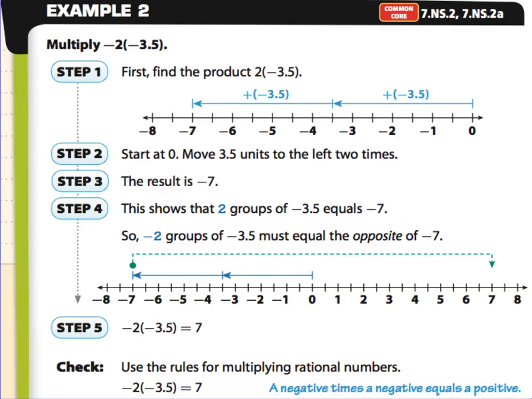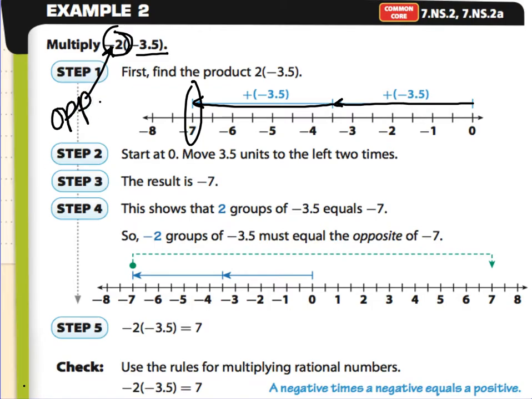Okay, so now we're going to look at what happens when we do a negative times a negative. So the idea is the same. So now, how many times? Twice. How far? Negative 3.5. So at first, I'm just going to do it like the 2 isn't negative. So I'm going to go 2 spaces to the left, the 3.5. So 1, 2, and that gets me to this negative 7. But now remember, this negative 2 tells me that I want the opposite. I want the opposite of whatever that answer is.